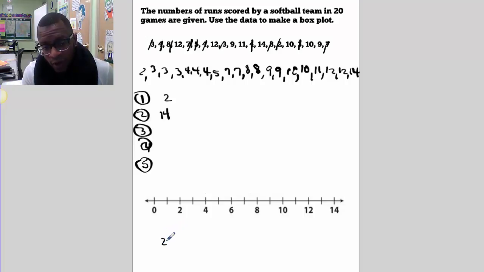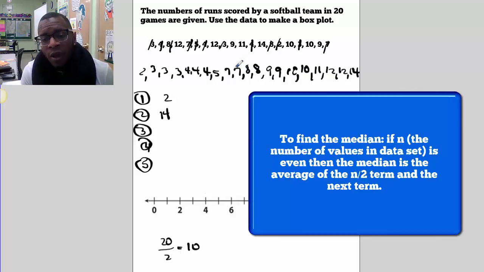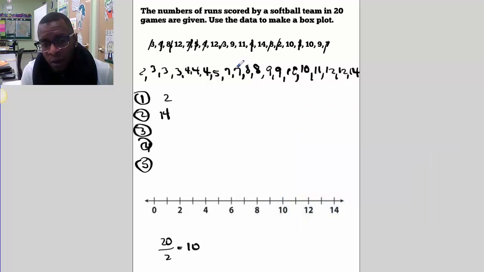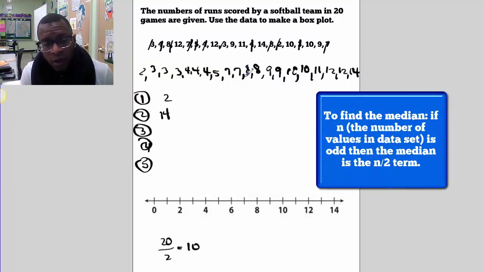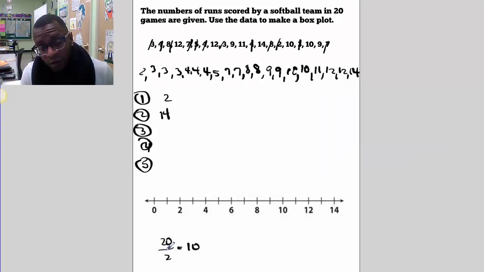We're going to take that number of values, which is 20, and divide it by 2, so we get 10. So our median value is going to be the average of the 10th and the 11th term. Whenever you have an even number of values, you're always going to be left with 2 terms in the middle, so you take the average of those 2 terms. We saw that in the example in the previous lesson. When you have an odd number of values, you're going to have just 1 term that's your median. In this case, we divide the number of values by 2 and get 10.